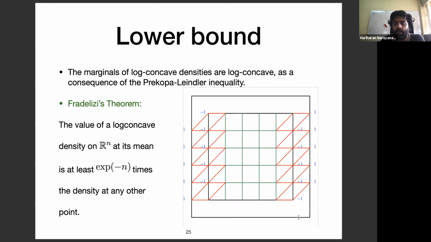So what we are doing here is we are just forcing the function to its mean at these points and claiming that the value of the log concave density at its mean is at least e to the minus n times the density at any other point. But there are n squared points here. So e to the minus n is very close to 1 if you're looking at things at a multiplicative scale of n squared. And that's what happens. So you basically get a very good lower bound on the measure of these polytopes.